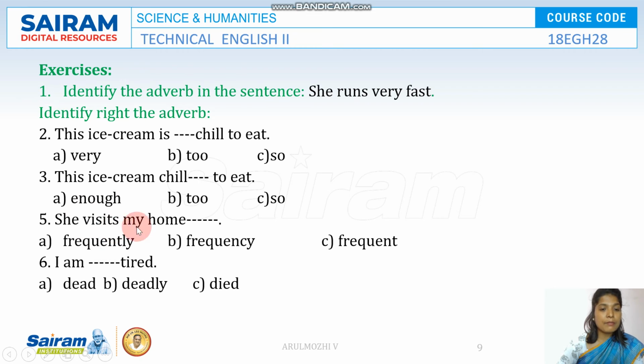Okay, she visits my home dash frequently. Frequency is a noun, frequent is an adjective. Frequently is an adverb. I told you, adverbs usually end with ly. Okay. I am dash tired. I am deadly tired. Here deadly is not an adverb. I told you most adverbs end with ly, but not this one. This is an adjective. I am dead tired. Here dead is the adverb because it describes the adjective tired.